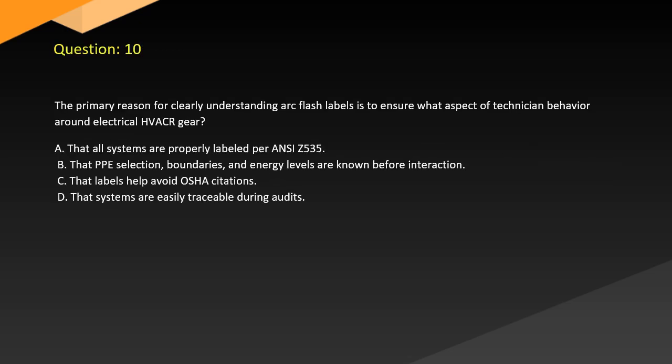Question 10. The primary reason for clearly understanding arc flash labels is to ensure what aspect of technician behavior around electrical HVACR gear? A. That all systems are properly labeled per ANSI. B. That PPE selection, boundaries, and energy levels are known before interaction. C. That labels help avoid OSHA citations. D. That systems are easily traceable during audits.